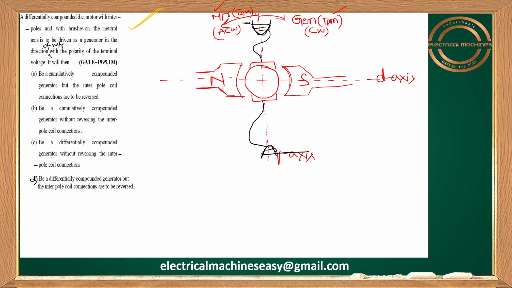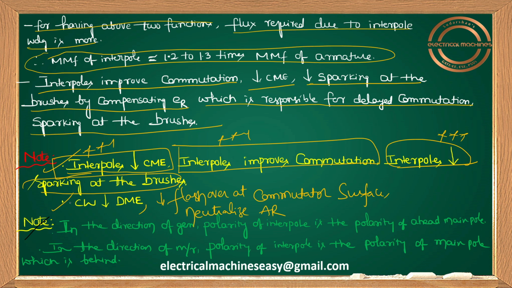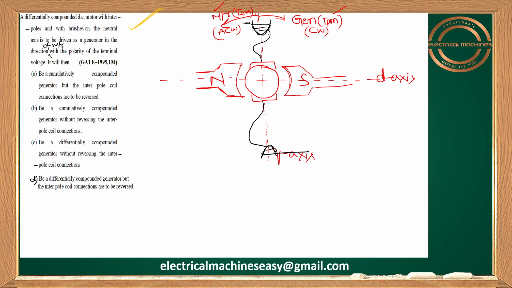Everybody knows that I already told you previously. Note this. If you want to decide the polarity of this interpole, how can you decide that? In the direction of generator, what is the ahead main pole? South pole. It should be south pole. And in the direction of clockwise, the direction of TPM, if you want to decide the polarity of this interpole, what is the ahead main pole? North pole. It should be north pole here.